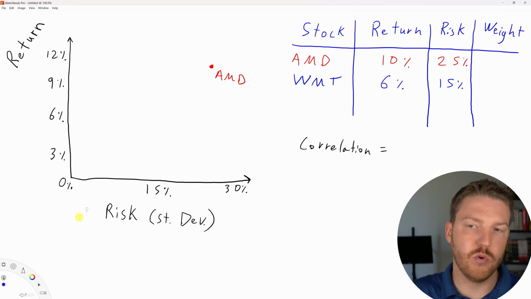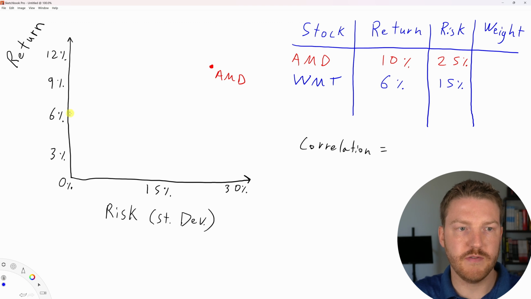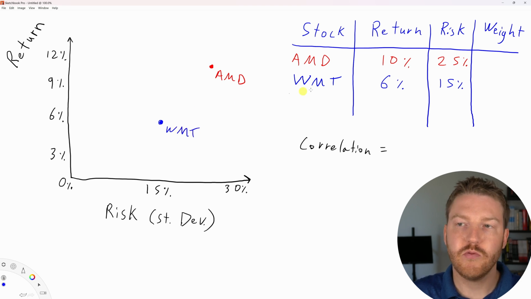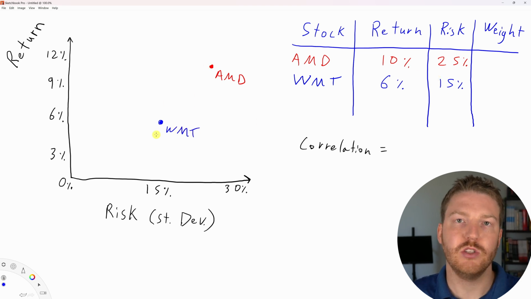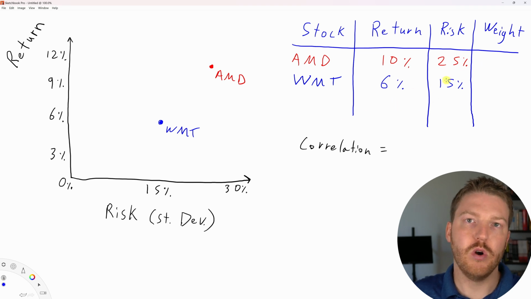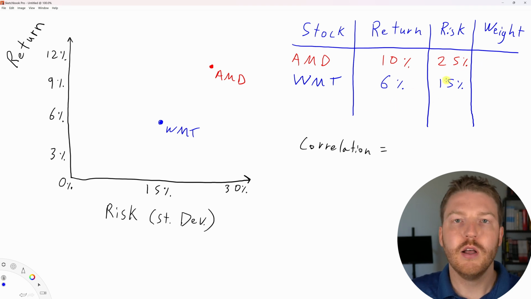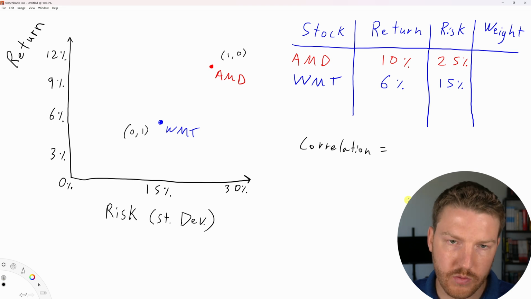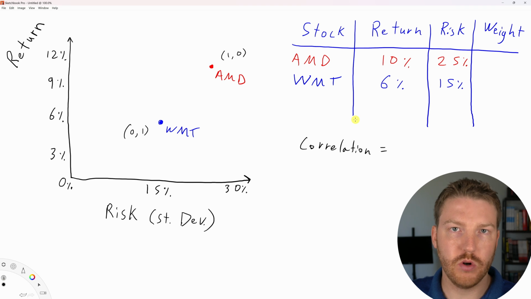Now, if we invested 100% in Walmart, we would expect to receive about a 6% return and a 15% risk. But how about if we wanted to combine these two assets into a single portfolio with weights that weren't just 100% into one or another? How much risk and return would we receive in those situations? To answer that question, we would need to know to what extent these two stocks are correlated.